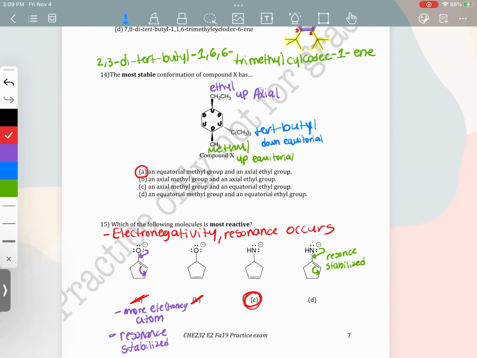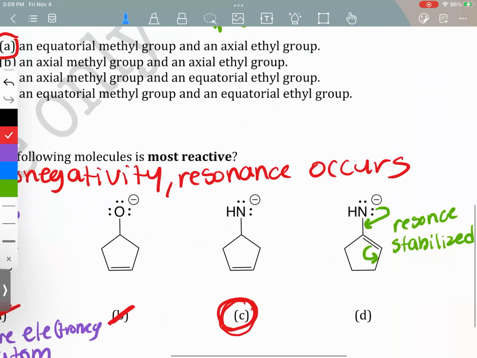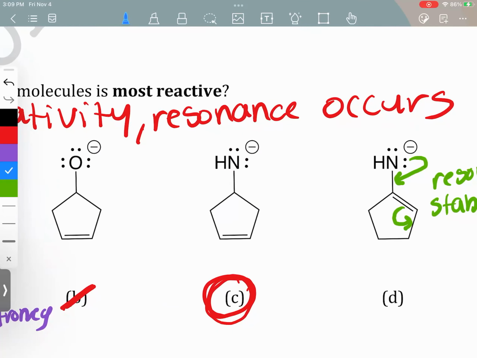Wait, but C can resonate to the lone pair? No, the only reason it can't resonate is because of how far apart this double bond is. You have sp3 hybridized carbons stopping the resonance. So whenever that happens, it's isolated. No resonance can occur with this molecule whatsoever. So that electron will not move anywhere off that nitrogen. It will stay right there, making it more reactive because of that negative charge. Okay.